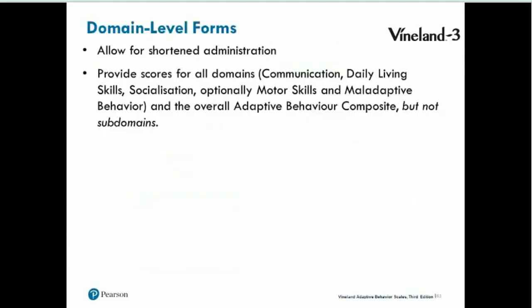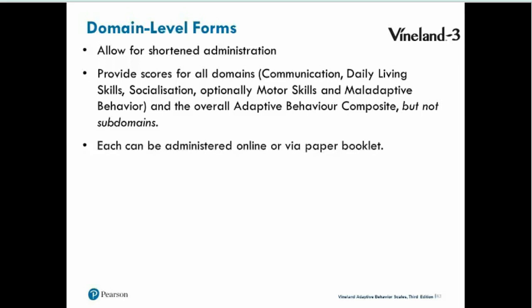Now these shorter domain level forms do allow for shortened administration of the Vineland, which is good because adaptive behavior assessments can take a long time. The short domain level forms provide scores for all the domains: your communication domain score, your daily living skills score, socialization, motor skills, and maladaptive behavior. You also get the ABC, the adaptive behavior composite. What you don't get is the subdomains.